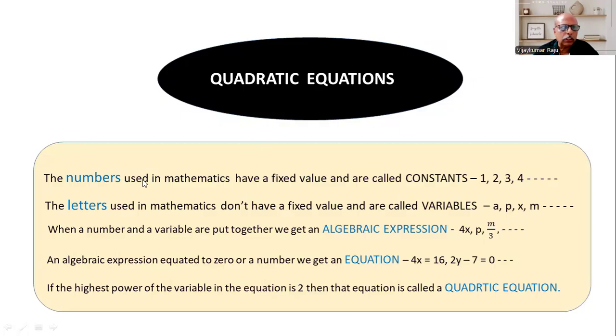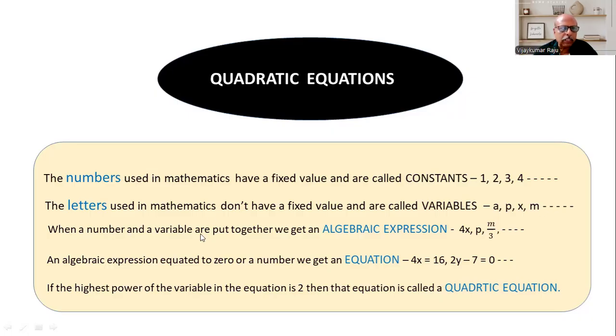The numbers used in mathematics have a fixed value and are called constants. Say 1, 2, 3, 4, whatever numbers we are using, they have a fixed value and we call them constants. The letters used in mathematics don't have a fixed value. They are called variables. A, P, X, M, whatever, or A to Z, any letter could be used.